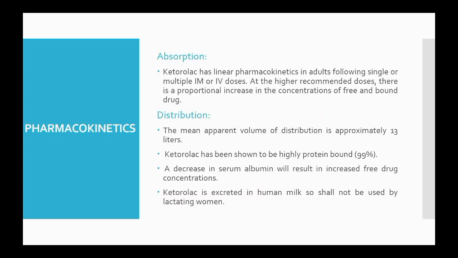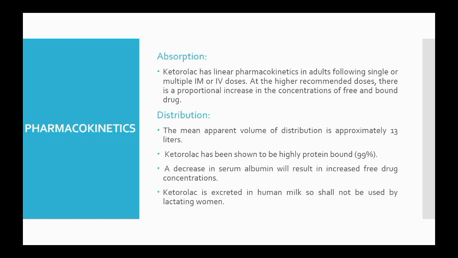Now let us discuss the pharmacokinetics. In pharmacokinetics, we will discuss four parameters, namely absorption, distribution, metabolism, and elimination. So let us discuss absorption. Ketorolac is available in intramuscular and IV dosage form, and ketorolac has linear pharmacokinetics in adults following single or multiple IM or IV doses. This means that by increasing the dose, there will be an increase in the concentration of both the free drug and the plasma protein bound drug. So ketorolac has a linear pharmacokinetic profile.